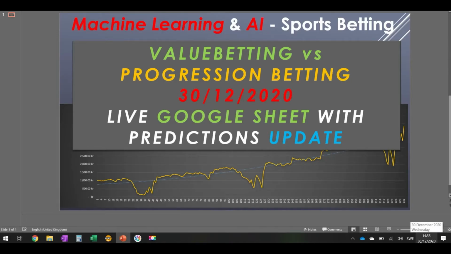Guys, today is the 13th of December 2020, as you can see. Today I'm going to speak a little bit about value betting and progression betting, and what the pros and the cons of each one are, how our value betting Excel sheet goes, our experiment that we did, how AI can predict value, and if it actually works or not.